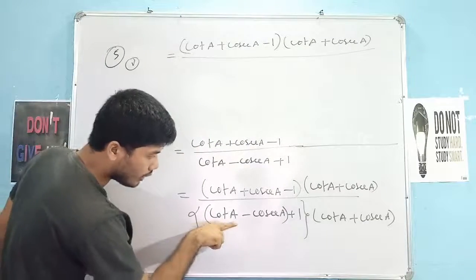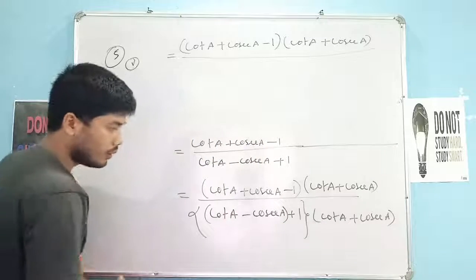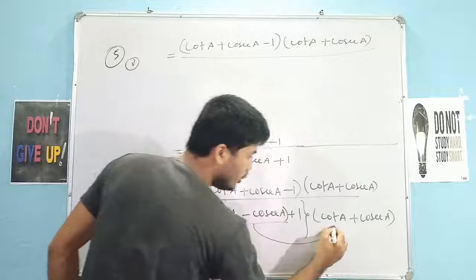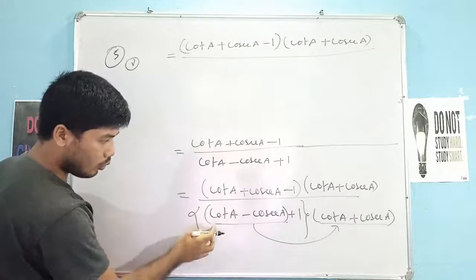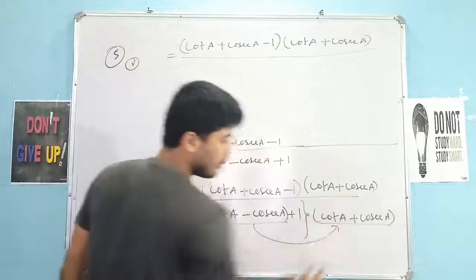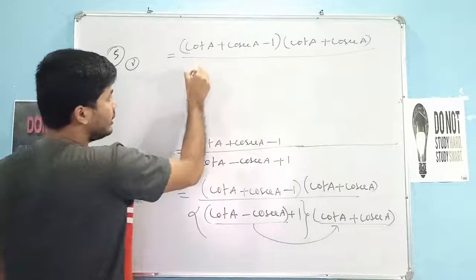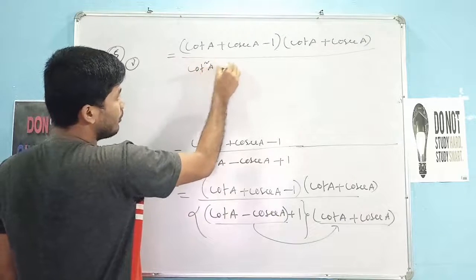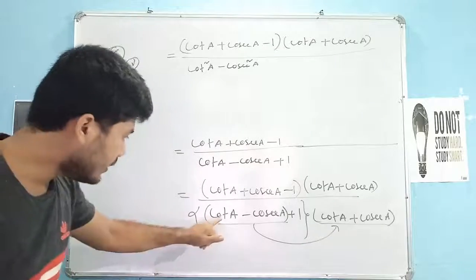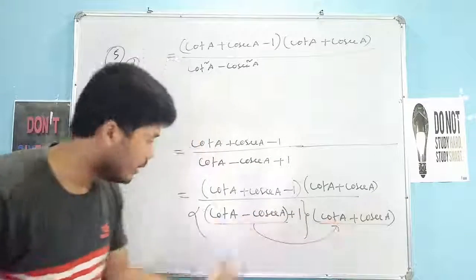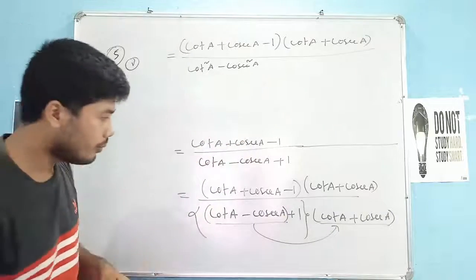Look here, cot A minus cosec A into cot A plus cosec A. This one into this one, the whole thing. That is A minus B into A plus B, that is A square minus B square. This is A, this is B. A minus B into A plus B, that is A square minus B square.